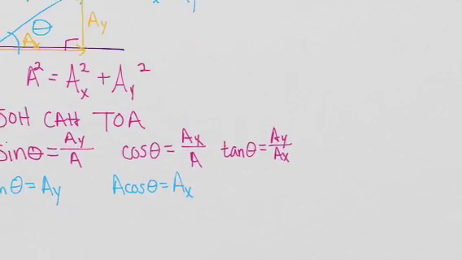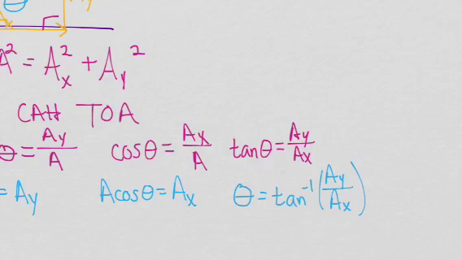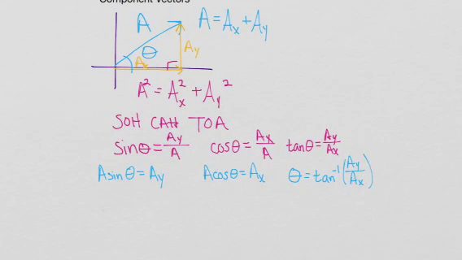Now let's say we have those, but we're trying to find theta. A useful way to do that is using our tangent, where if we're trying to find theta, it is going to be equal to the inverse tangent of A sub y over A sub x. And we will do an example problem in the next video.